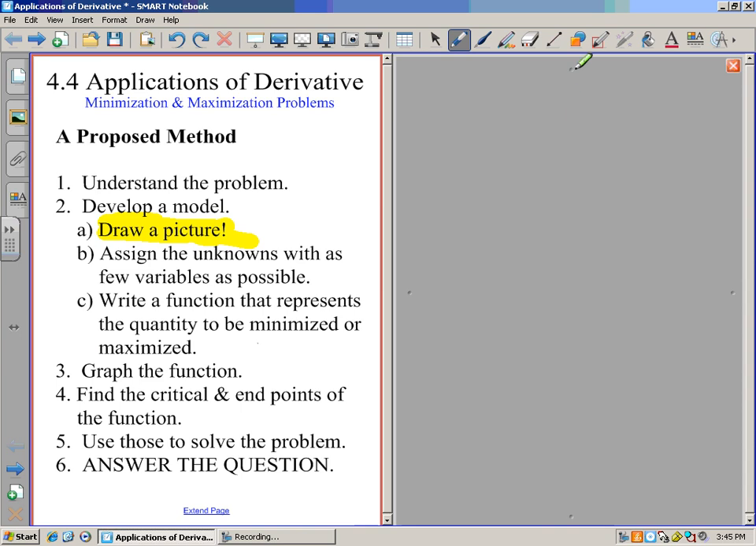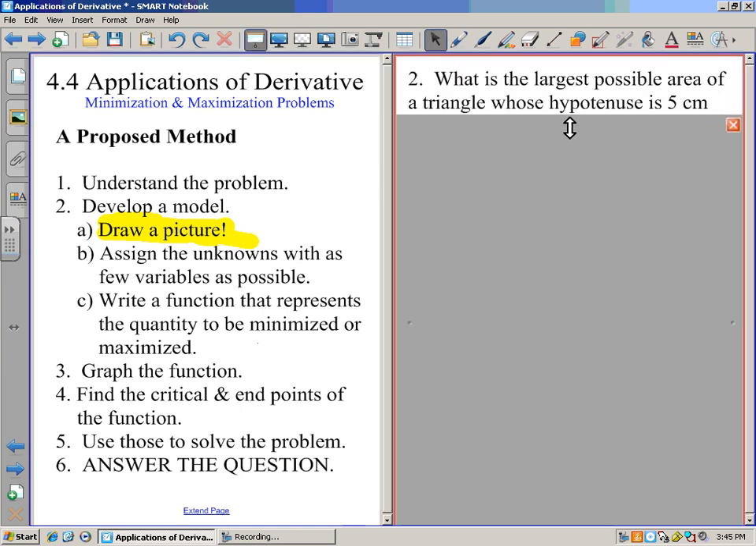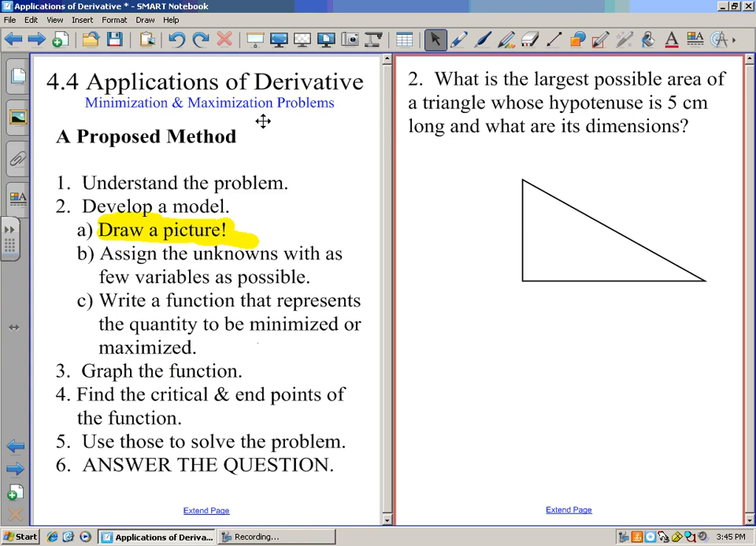All right, so we're going to take a look at one question from your textbook first. What is the largest possible area of a triangle whose hypotenuse is 5 centimeters long, and what are its dimensions? So how can I maximize the area if my limitation is that the hypotenuse is 5 centimeters long? Okay. What do you think is below this? Yep. Very good. Understand the problem.